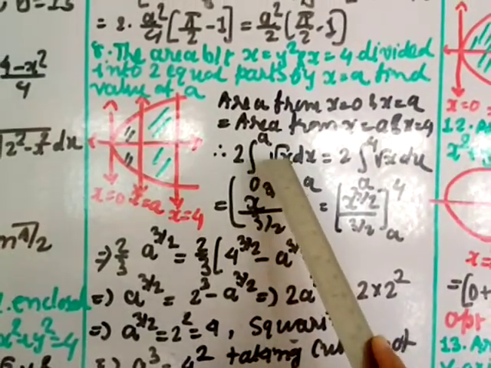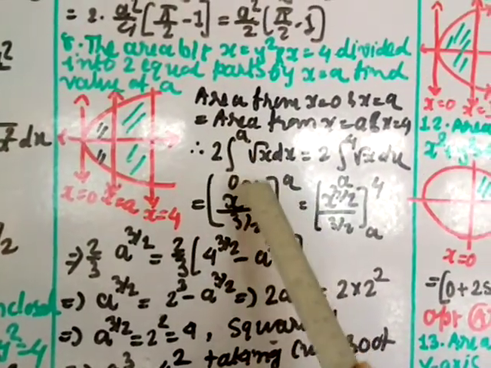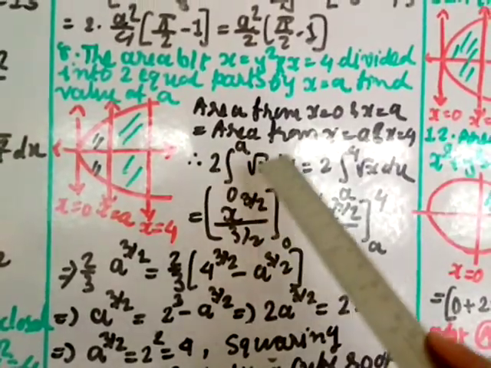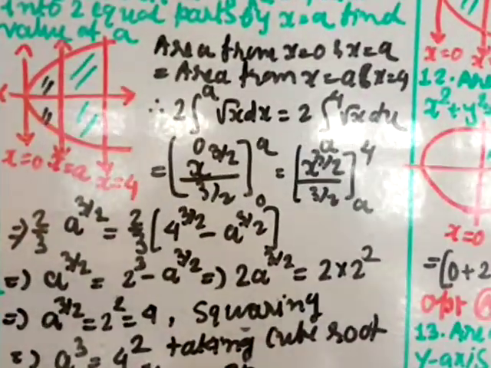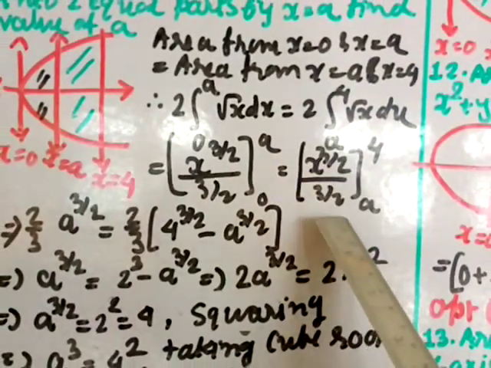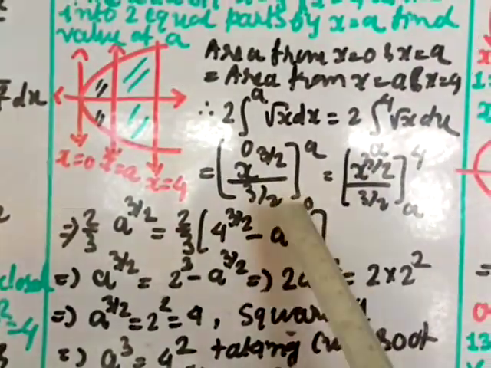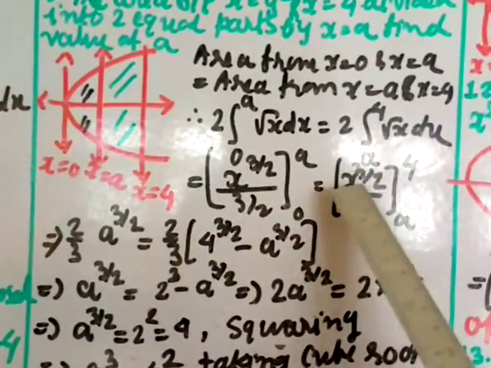Integral of root x is x power 3 by 2 divided by 3 by 2, from 0 to a. I am using x power n, here n is 1 by 2, so 1 by 2 plus 1, divided by 1 by 2 plus 1. Same way here, x power 3 by 2 by 3 by 2, limit a to 4. Put first a here, and when you put 0, it is 0. Here you put 4 minus a.